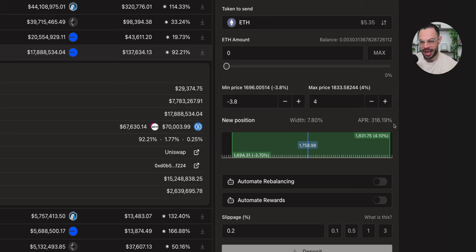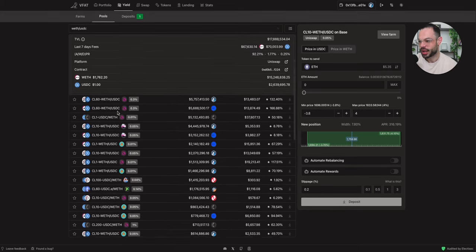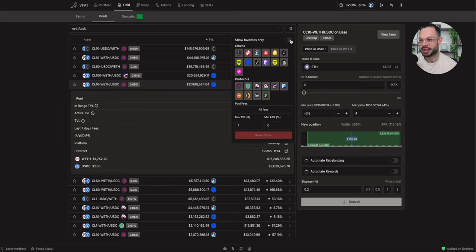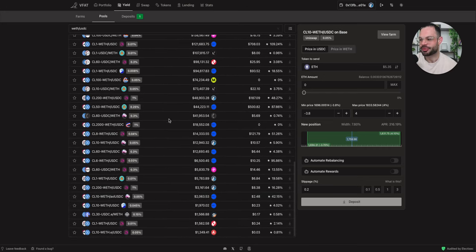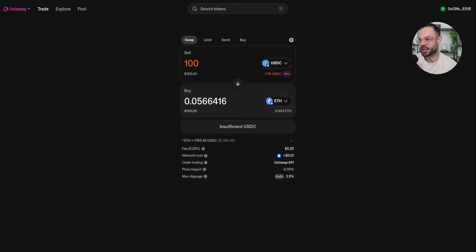Okay, the alternative here would be V2 liquidity pools, which is essentially providing liquidity at a full range. Okay, I'm going to try to spot one of the other options here. Maybe I can filter on VFAT to remove the concentrated options. Looks like I cannot for the moment, but you do have the option to provide liquidity at a full range here rather than just providing liquidity at a concentrated range on Uniswap.